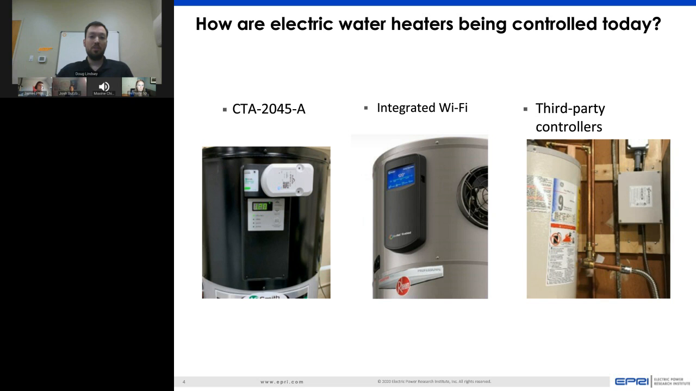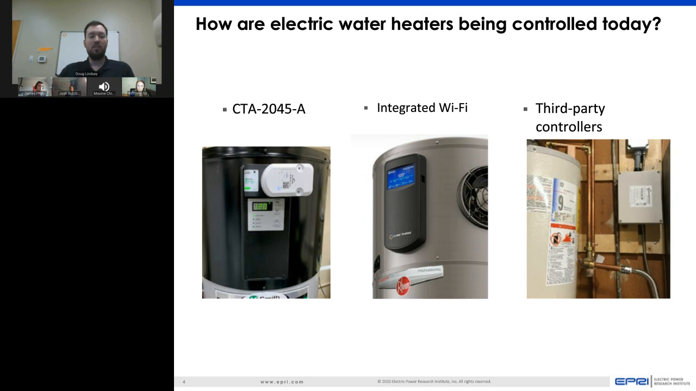Then there's third-party controllers. There's a wide variety of third-party controllers that can be an add-on device to an existing water heater. These have traditionally been for electric resistance water heaters because they're easier to control the electric element, and they can do special functions like ancillary services, frequency regulation, things like that. So here at EPRI, we've tested all of these devices in our lab over the years, and we have a lot of experience with these and are very familiar with them.